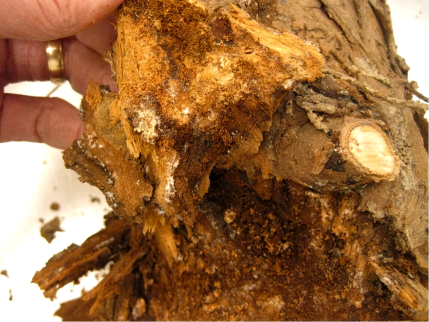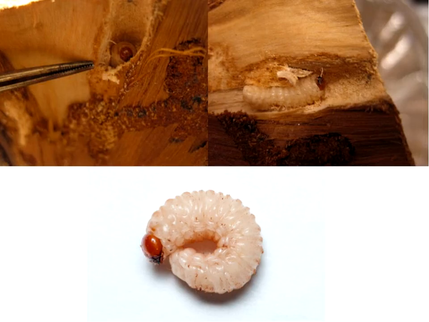Now let's look under here. We've looked under the bark a little bit more. What do we see here? Okay, Danny? A larva of some type of beetle, I would assume. Okay.